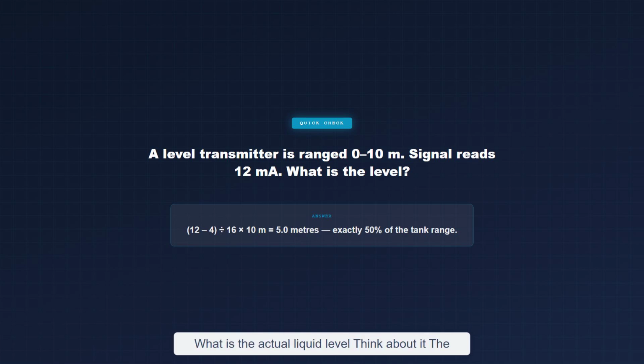Think about it. The answer: 12 minus 4 equals 8. Divide 8 by 16 to get 0.5. Multiply by the span of 10 meters. The level is 5 meters, exactly 50% of the tank.